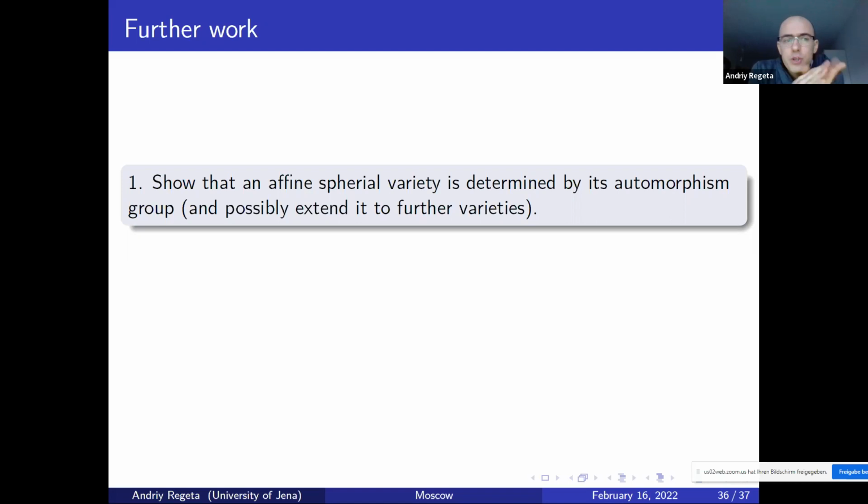So the first point would be to show that an affine spherical variety is determined by its automorphism group, and possibly extend this to further varieties, for example, to G-varieties of complexity 1. This would probably be very difficult because we couldn't do it for spherical varieties, even if we have the isomorphism that preserves algebraic subgroups. So that is probably a tough problem, but it would be, of course, very nice to do it.